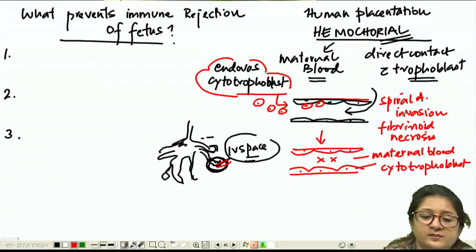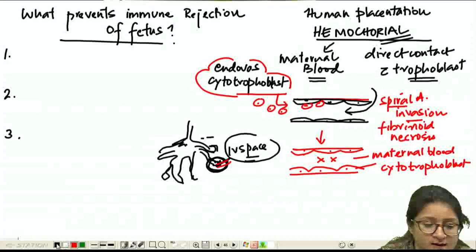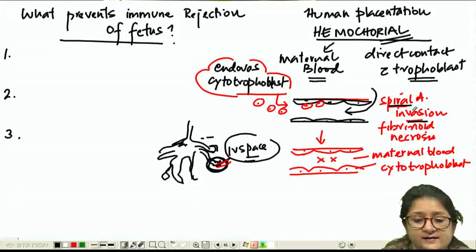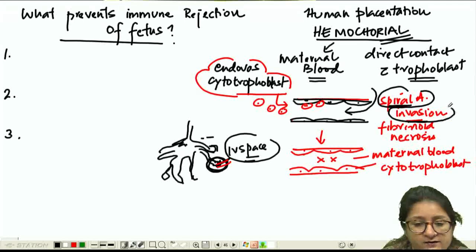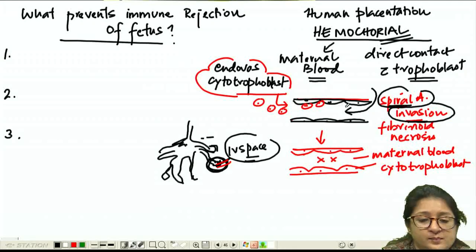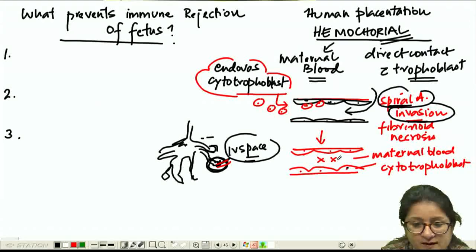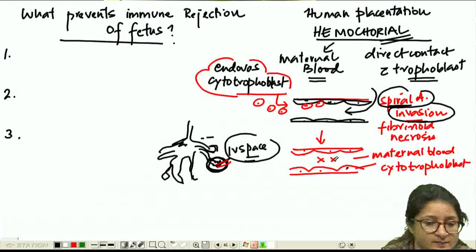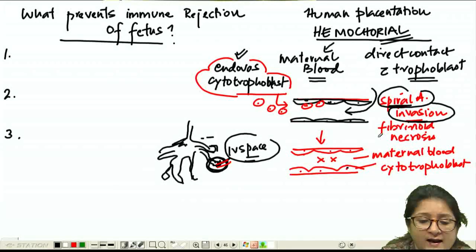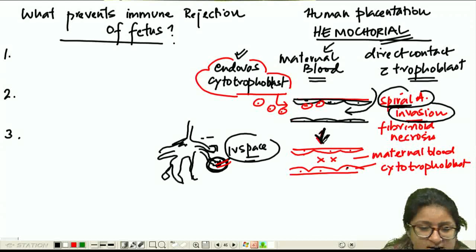Now any factor which impairs the spiral arteriolar invasion, right, and these spiral arterioles need to become dilatable channels, and that is what is achieved by spiral arteriolar invasion. So the endothelium of these spiral arterioles is replaced by the cytotrophoblast, therefore they become non-responsive to vasoconstrictor stimuli and they become loose dilatable channels, so that blood flow can occur through them all the time, right? That is the basic requisite of placental formation. So endovascular trophoblast invading the spiral arterioles and leading to this remodeling is a basic prerequisite.